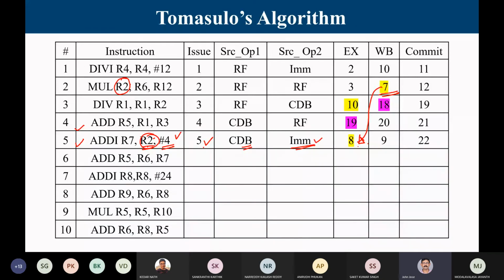But at 8 only I can start execution, and it will complete in 9. But it has to wait till 22 because write back has to be in strictly increasing order, and it has to be at least one larger than the previous write back time. Any doubt in instruction 5?